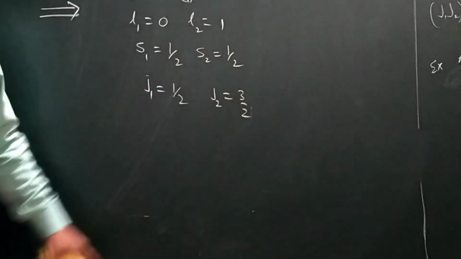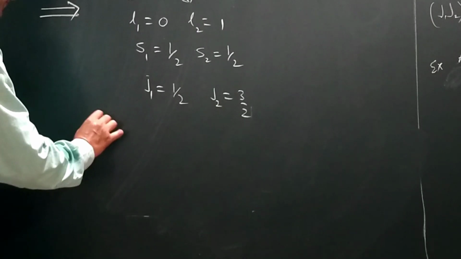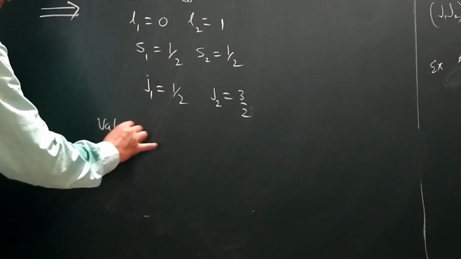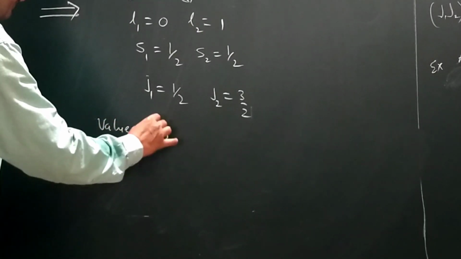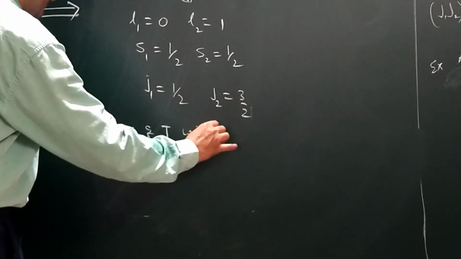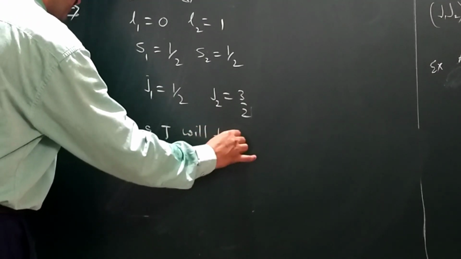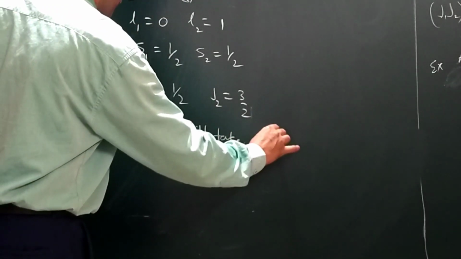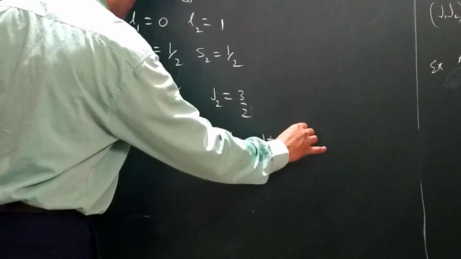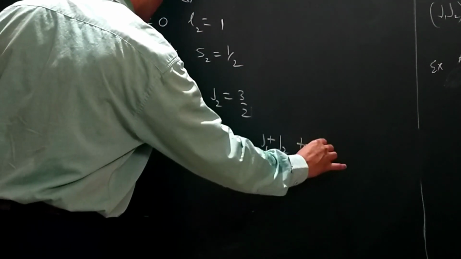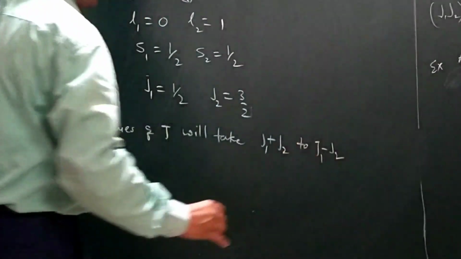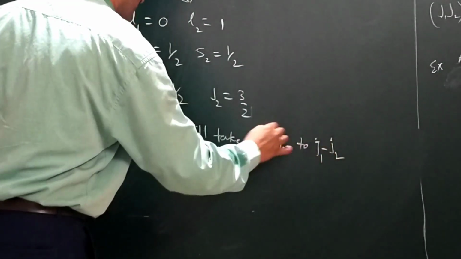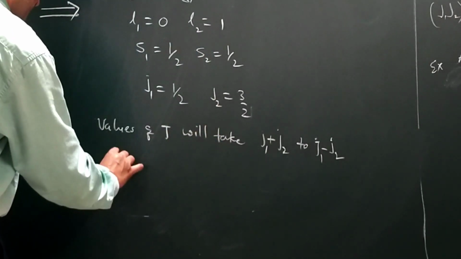That will be 3 by 2. Now the values of J will take J1 plus J2 to J1 minus J2. It is a small value. So what are the values of J?